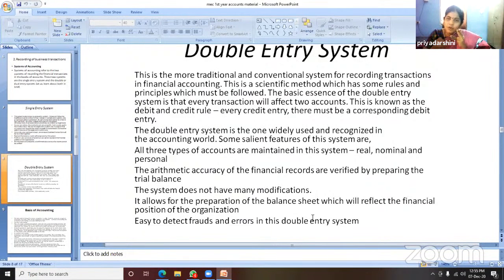Again, we will go back to the ledger accounts. If we are unable to detect the error in ledger account, obviously we will go back to journal entries. So we will find out if any transaction is recorded wrongly. In this way, it helps accountants to detect the frauds. It is a systematic way of recording the transactions. Usually in modern days, every firm and many companies follow double entry system.